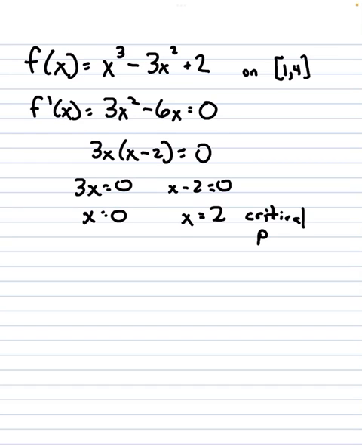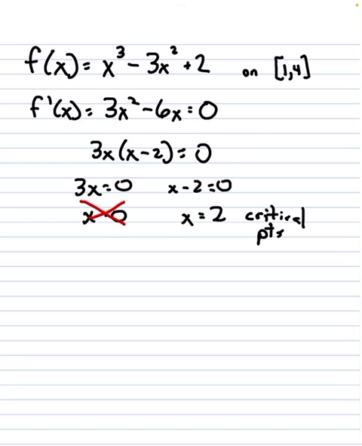And as we talked about, the critical points are always very important. But now here's the thing. 0 is not on the interval 1 to 4. It's outside the interval. We are only concerned with what's happening from 1 to 4. So we're not going to even try this one.